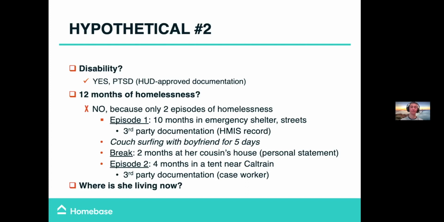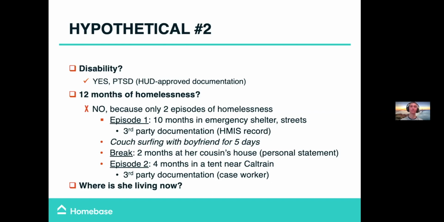Then she couch surfed with her boyfriend for 5 days, which does not constitute a break in homelessness because it was for less than 7 days. Then for 2 months, she stayed at her cousin's house, which does constitute a break. So then her second episode of homelessness was sleeping in a tent near a Caltrain station, a place not meant for human habitation, for 4 months.